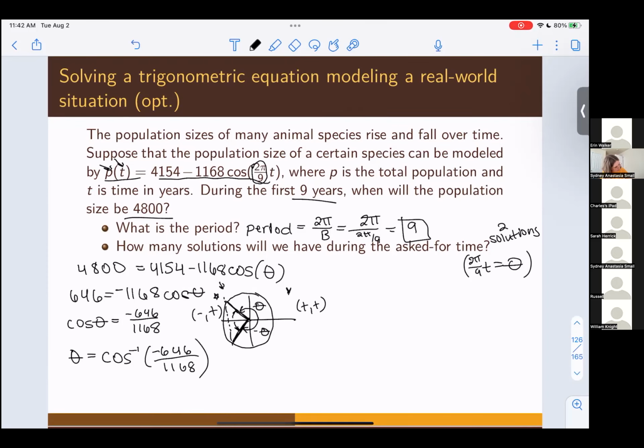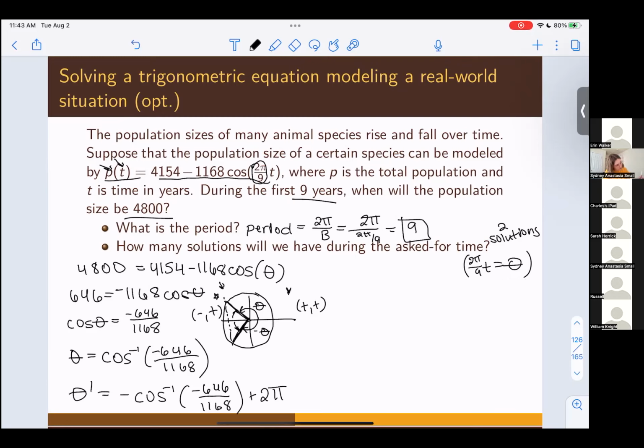So we have this other angle, theta prime, which is equal to negative theta, which is just the negative of inverse cosine of 646 over 1168. And then I want an angle coterminal to it, which we get by adding 2 pi. Cool. I have my two values for theta now. I have my two solutions to this equation here. However, I don't care about theta. I care about t.